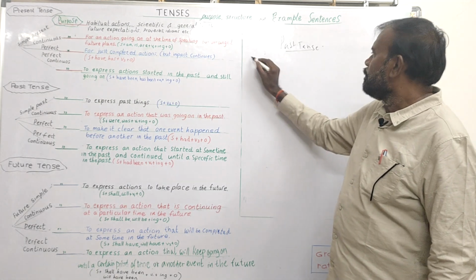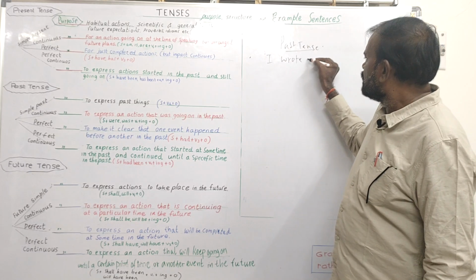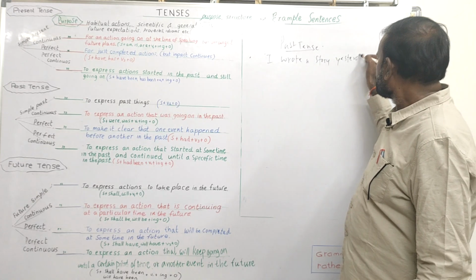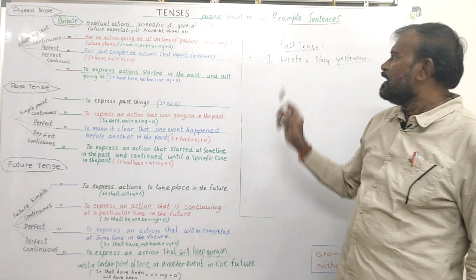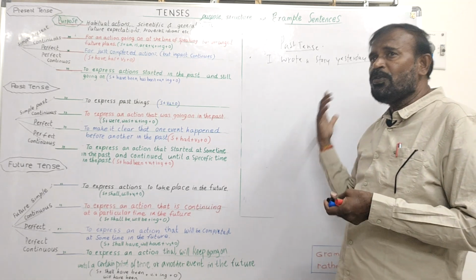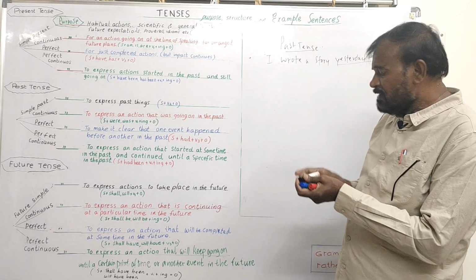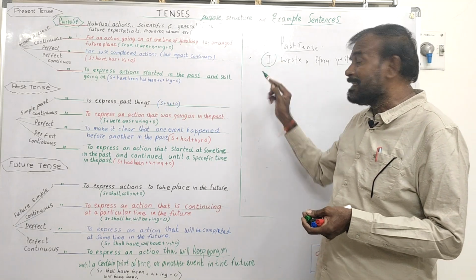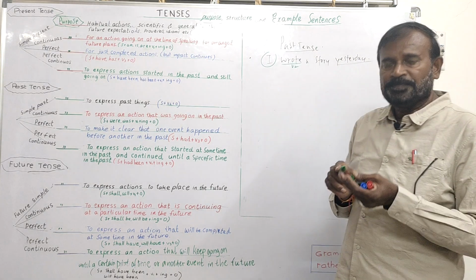For the simple past tense, I wrote a story yesterday. Past time indication is also here. It is a past thing. We cannot change this, and there is no more discussion on the impact. One thing should be noted here: whatever the subject is, I or we, whether it is plural or singular, we use the second form of the verb in this case.